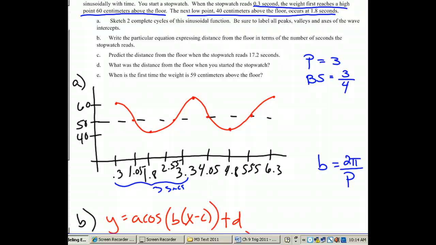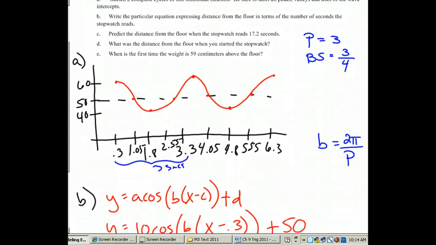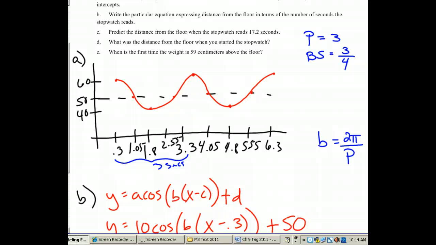So for part C, it says predict the distance from the floor when the stopwatch reads 17.2 seconds. Well, if we're looking from our graph, we got to think about what our x-axis is and what our y is. Our x-axis is our seconds. So anytime I talk about an x, I'm talking about seconds. Anytime I talk about y, I'm talking about how high above the ground is our spring. So if I want to predict the distance, I'm looking for the y value. And I want to predict the distance from the floor when the stopwatch reads 17.2 seconds. So I'm asking, what is y when x is 17.2?